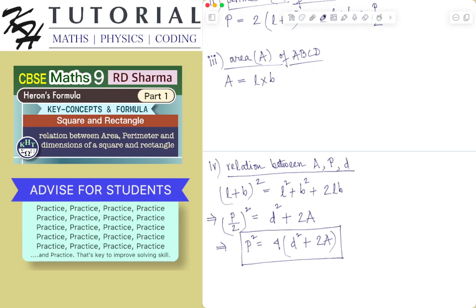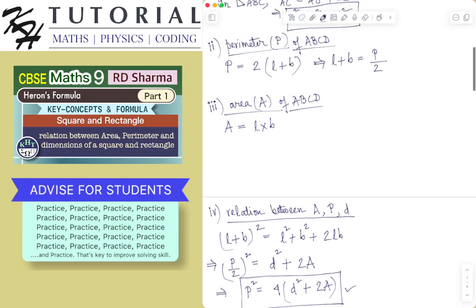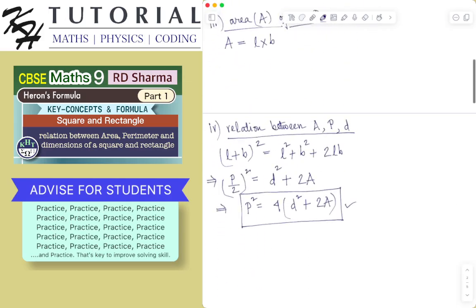So for example, you see clearly that for a rectangle we have perimeter square is equal to 4 times the sum of d square plus twice A. Let's say if you are given the perimeter and the area of a rectangle, I can easily find the diagonal. So if two pieces of information are given, of area, perimeter and diagonal, I can find the third one. This is the basic concept. Okay, I think that is all for the rectangle.